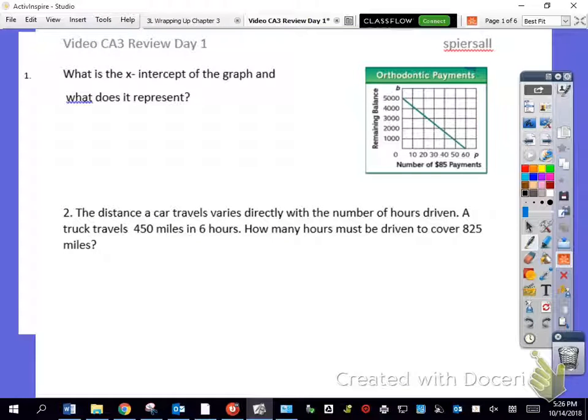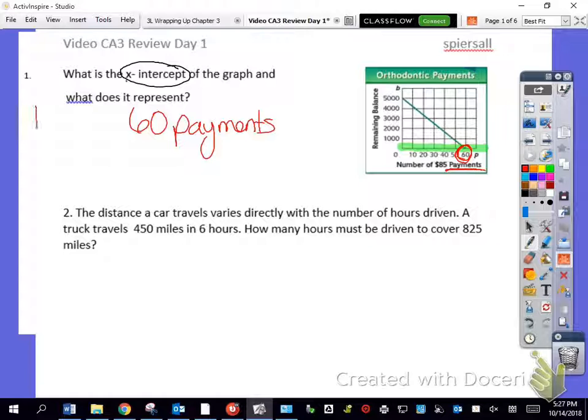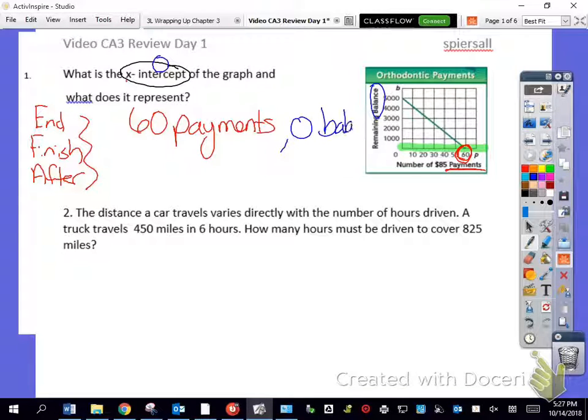Okay, so if you're looking for the x-intercept, remember, you look at the x-axis, and where does it touch on the x-axis? It touches at 60. So you want to look for something with 60 and look for the label payments. Now, there are some keywords that I tell you to use with x-intercept. You can use the word end, or finish, or after. So you want one of those words, 60 payments, and then the other number. Remember it's an intercept, so it's going to be 0 balance. That means it's paid off.